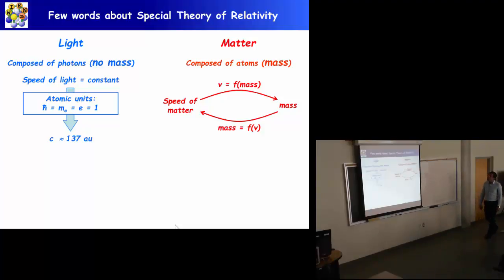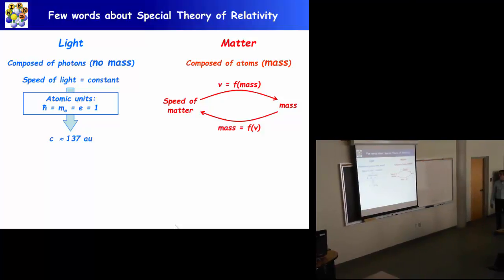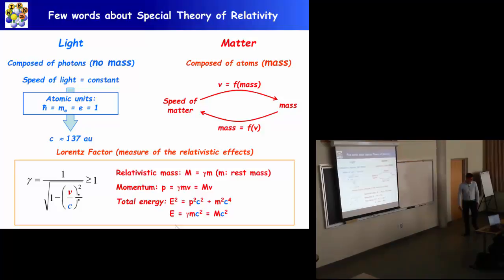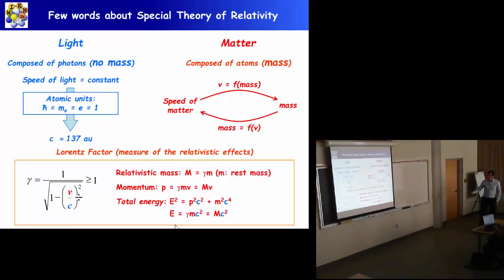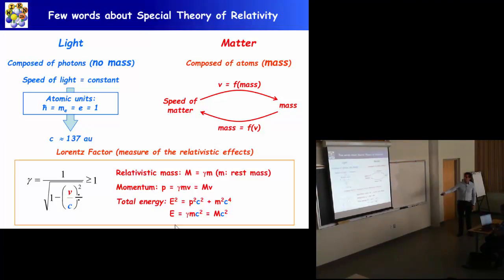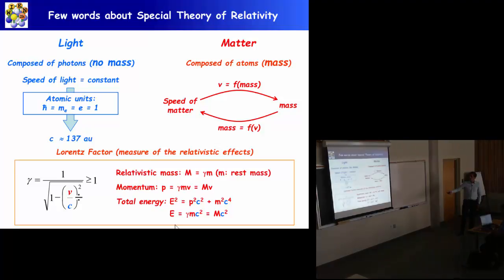If now you look at matter, which is composed of atoms, so you have a massive object, you will have this relation, which mentions that the speed of matter is a function of mass, but the mass is also a function of speed. A way to describe this relativistic effect is to use this Lorentz factor. And this Lorentz factor is simply a value in which you have this ratio, which gives you a relation between the speed of the matter and the speed of light. If this ratio is different from one, then you will have a relativistic particle with a relativistic mass that will be increased compared to the rest mass.